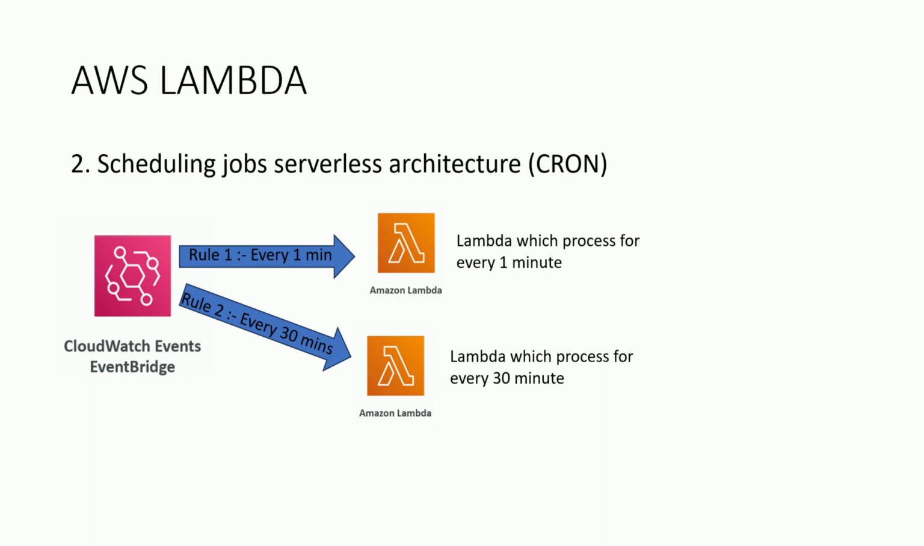So this is how the CloudWatch EventBridge and Lambda both will provide the flexibility in a serverless architecture of executing applications in a very efficient manner. So the CloudWatch EventBridge and AWS Lambda can be used to get a serverless cron architecture.